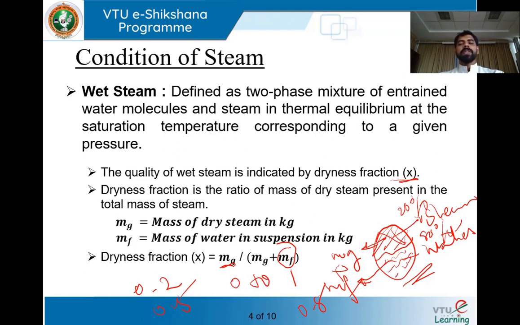Converse to this dryness fraction, sometimes we also define the wetness fraction. Wetness fraction is just the reverse. It is given by mf, the mass of the water suspension, divided by the total mass. Or simply, I can take wetness fraction as 1 minus x, isn't it? If 20% is dry, the remaining 80% has to be wet. If 50% is dry, the remaining 50% has to be wet. If 80% is dry, the remaining 20% has to be wet, right? So x denotes the dryness fraction, and 1 minus x denotes the wetness fraction. The quality of wet steam is denoted by the dryness fraction. The lesser the x value, the more wet it is. The more the x value, the less wet, or more dry. So this is one type of steam.